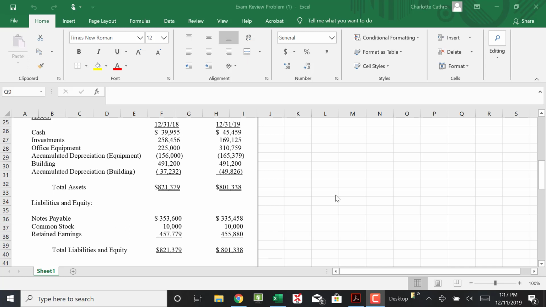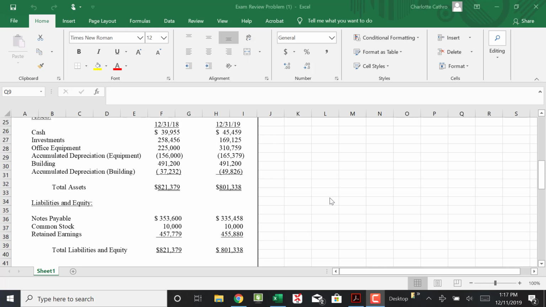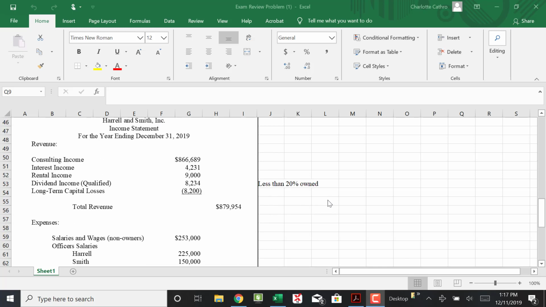Nothing else on here that I'm concerned about. There's no accruals that I would be worried are estimates or related to payroll that would need timing differences, etc. So in terms of the balance sheet, I don't see anything that is going to cause us to have an M1 difference here. On the income statement, I know I'm going to need to make an adjustment for this dividend income, and it's given to you that it's less than 20% owned. So when we get to the second page, we're going to make that adjustment.